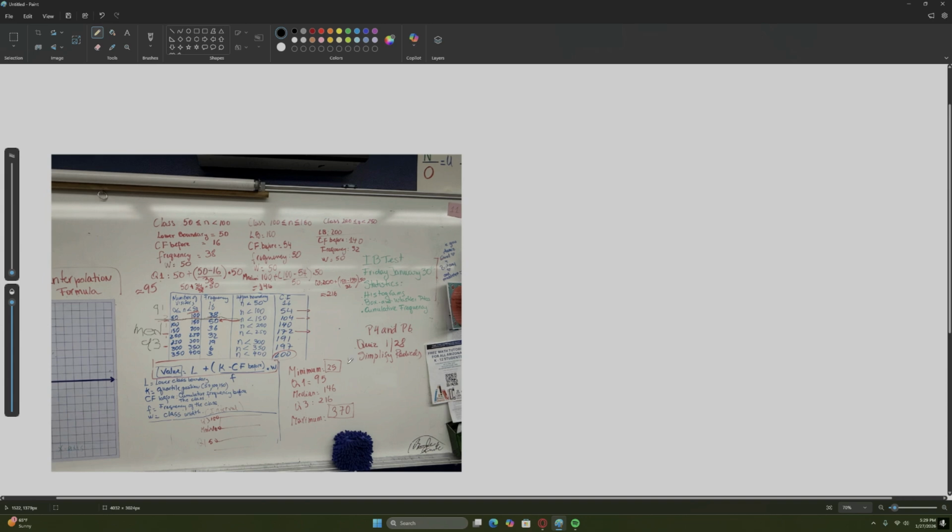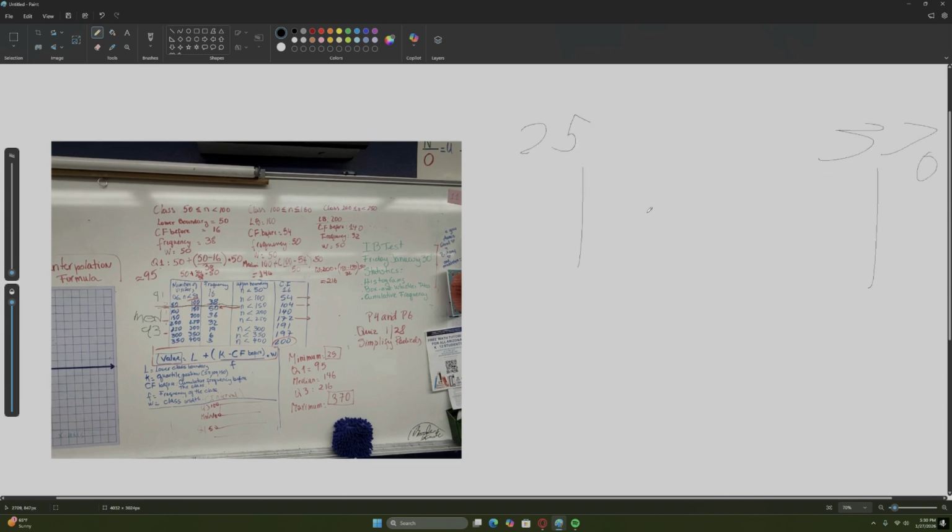Which, just to quickly mention, the reason this minimum and maximum are important is not anything related to solving for these. It's for the box and whisker plot that it actually wants you to make. Because the minimum is going to be 25, which we didn't know previously. The maximum is 370, and naturally with this formula, we're going to be able to solve for the median, Q3 and Q1, right?